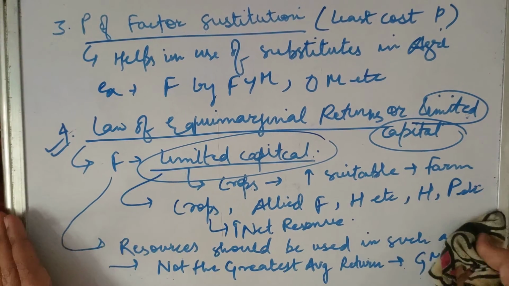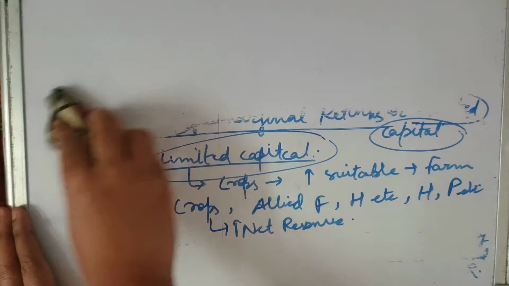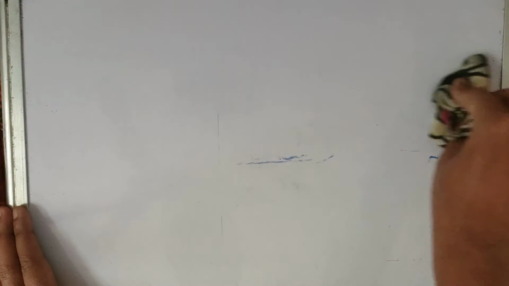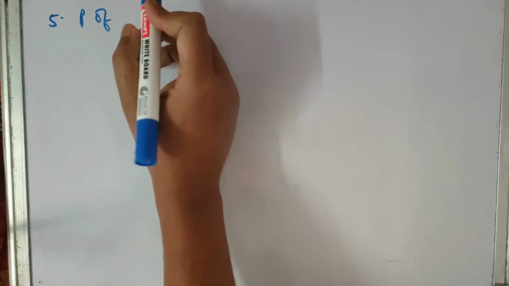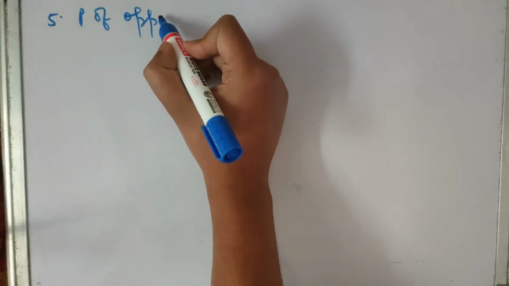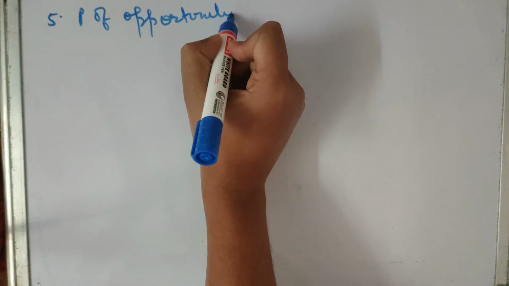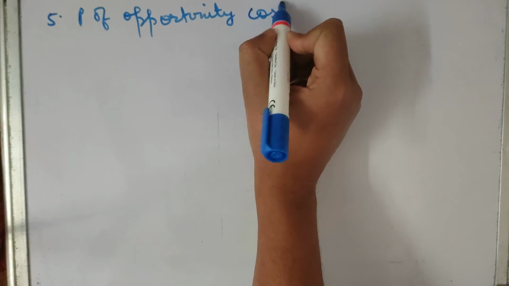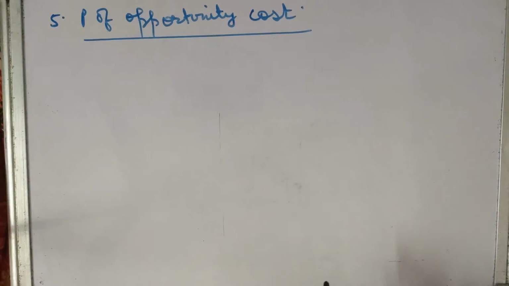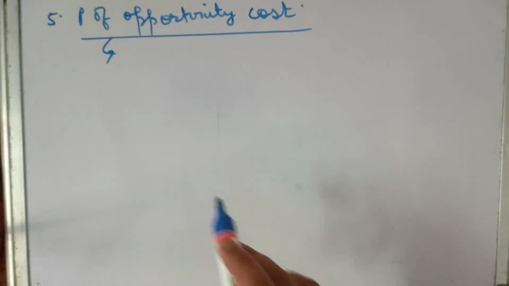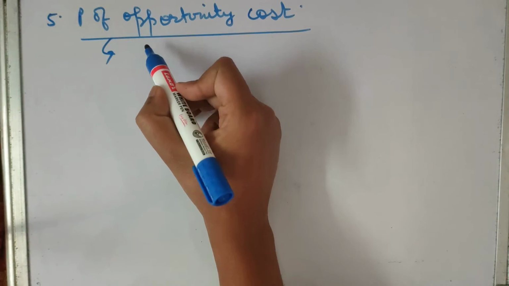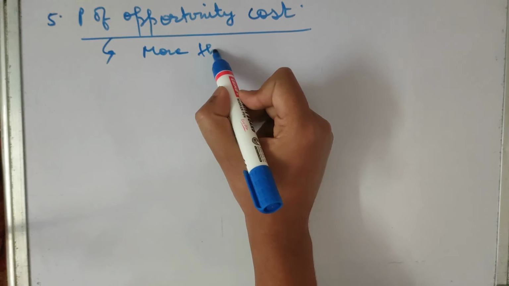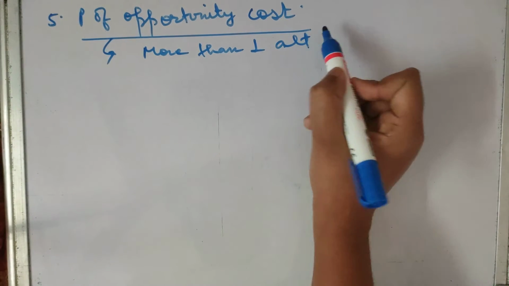Fifth is the opportunity cost principle, or principle of opportunity cost. As we have seen in marginal returns, farm resources are always limited, and there is more than one alternative use of the resources.